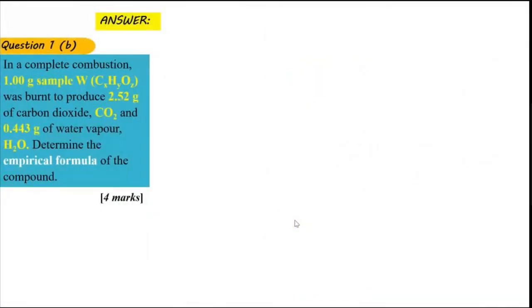Okay, question 1B. In a complete combustion, 1 gram of W was burned to produce 2.52 gram of carbon dioxide and 0.443 gram of water vapor. Determine the empirical formula of the compound. So this is combustion data. From carbon dioxide, you can calculate the mass of carbon. From water, you can calculate the mass of hydrogen.